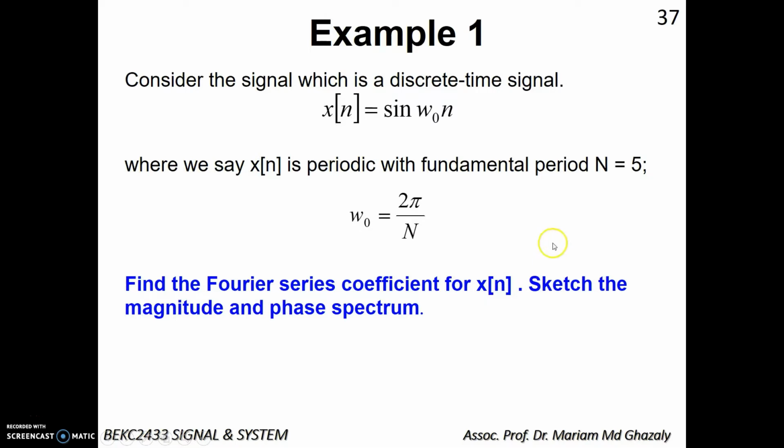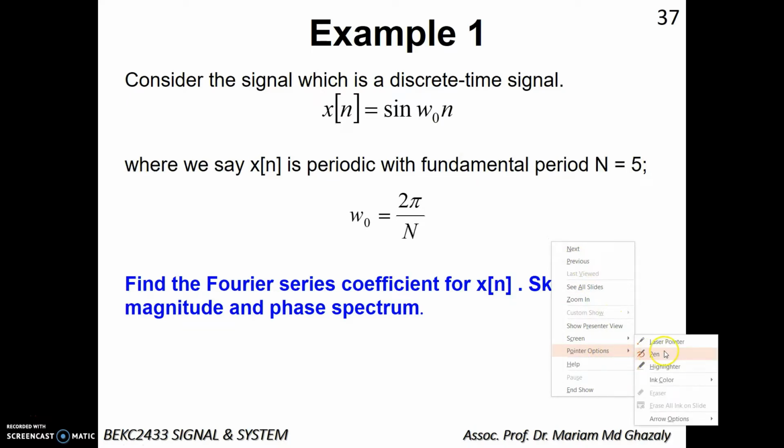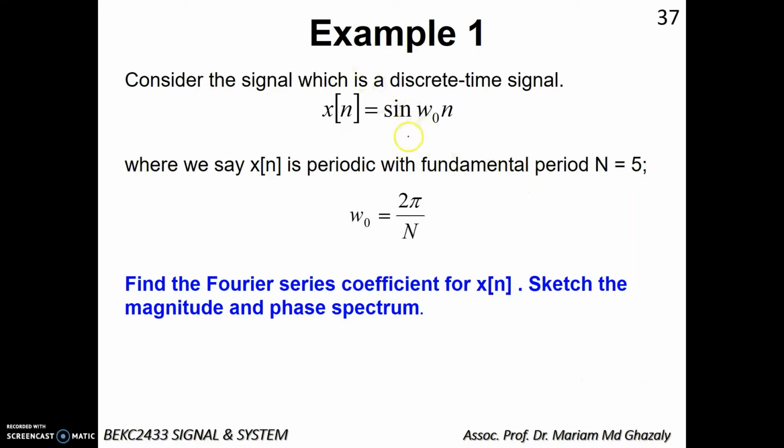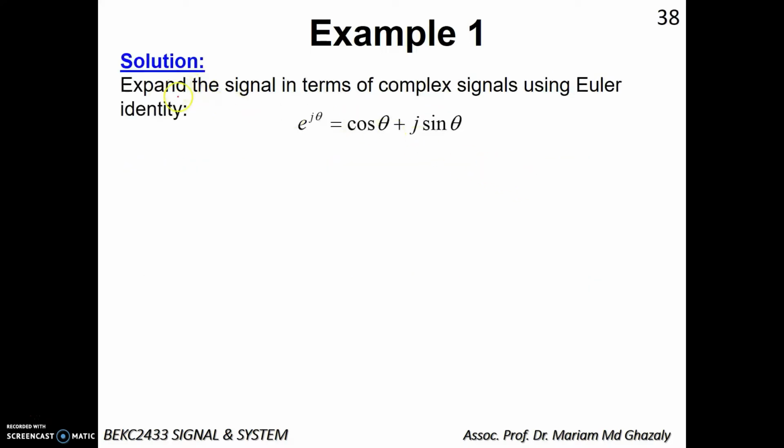Okay guys, have you finished the example? Let's go and see the solution for example 1. We are given the signal x[n] equivalent to sin(omega_0 n). Let's see what your answer is. To answer this, you need to expand the equation using Euler.